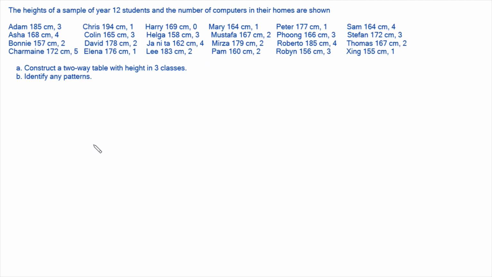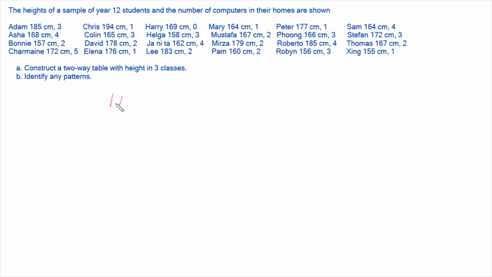Now, our number of computers is easy enough to do because they're nice integers 0, 1, 2, 3, 4, and I believe it goes up to 5. But the heights are a bit all over the place and they're very large ranges, and it's given us a hint here in the question to use 3 classes for height in our table.